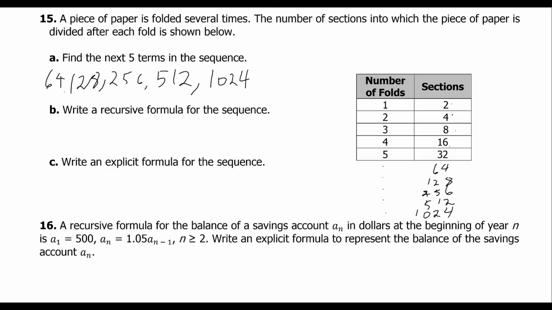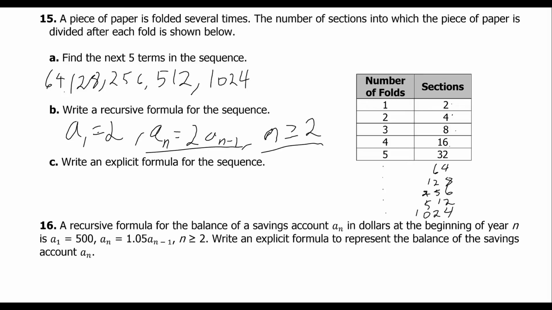Well, this is easy. We say A sub 1 equals 2. And then we go ahead and say A sub n equals 2 on the outside of A sub n minus 1 when n is greater than or equal to 2. 1, 2, 3. Done. That says to write an explicit formula for the sequence.